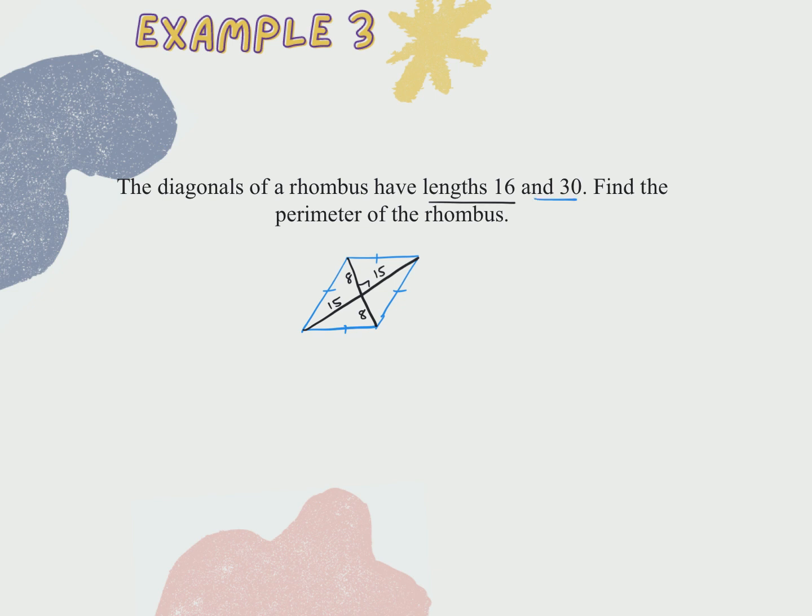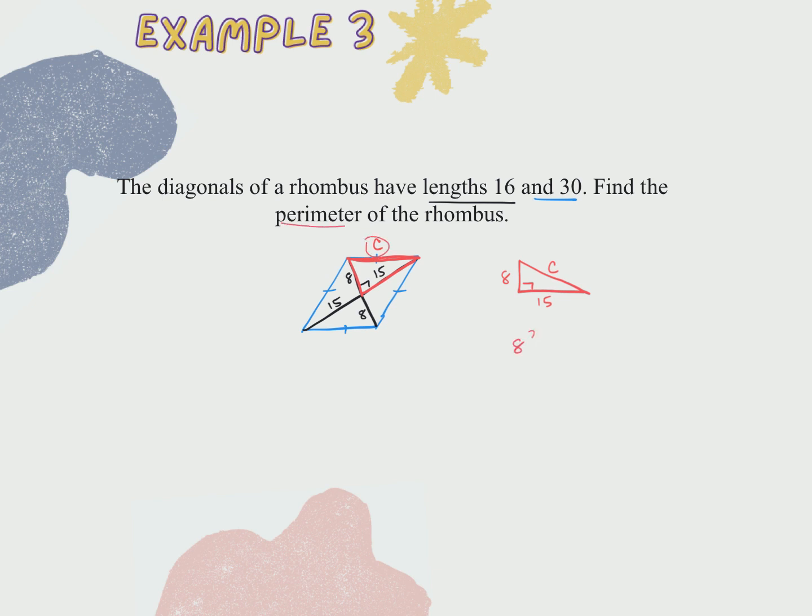They completely bisect each other, and what really is of interest is notice that they form right triangles. So I basically have three more in addition to this one, so 4 right triangles, and all the right triangles have the exact same measurements. They have 8 and 15, and notice that the hypotenuse is one of the sides of the rhombus. So if I can just figure out what the hypotenuse is, I know what each side of the rhombus is, which then helps me find the perimeter.